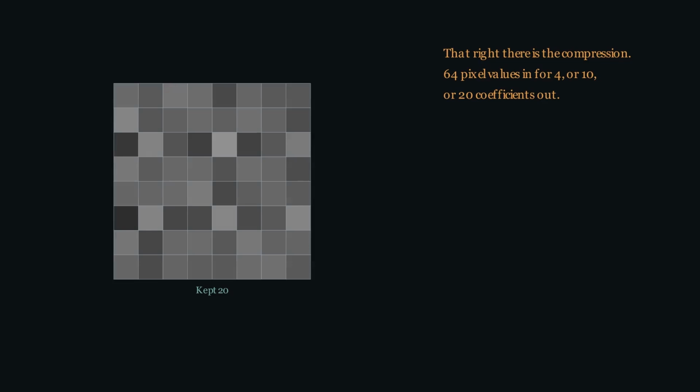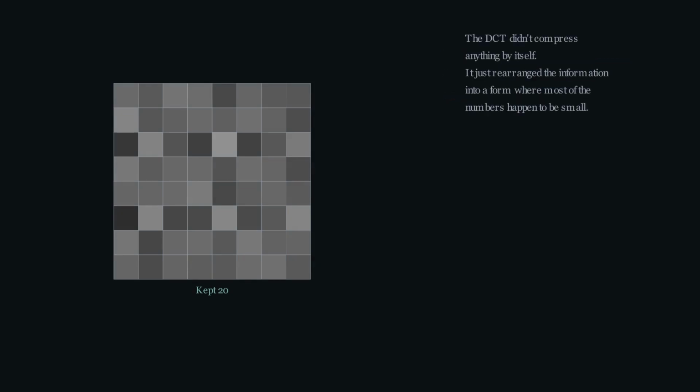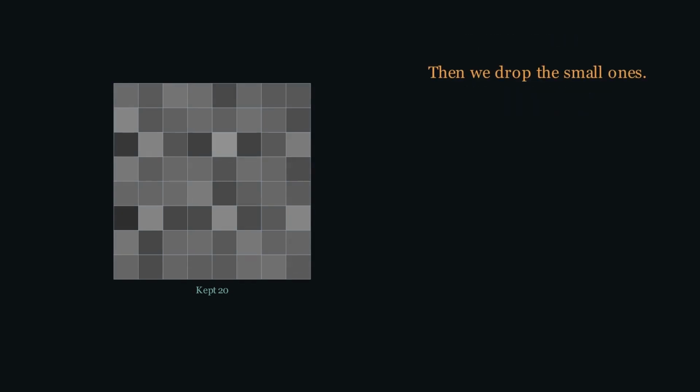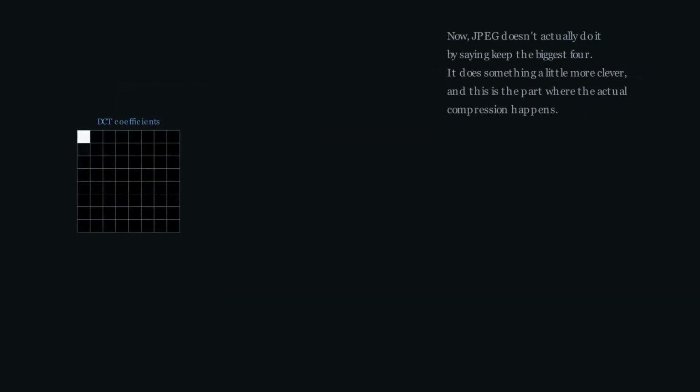That right there is the compression. 64 pixel values in for 4 or 10 or 20 coefficients out. We've described the same patch with way fewer numbers. The DCT didn't compress anything by itself. It just rearranged the information into a form where most of the numbers happen to be small. Then we drop the small ones.